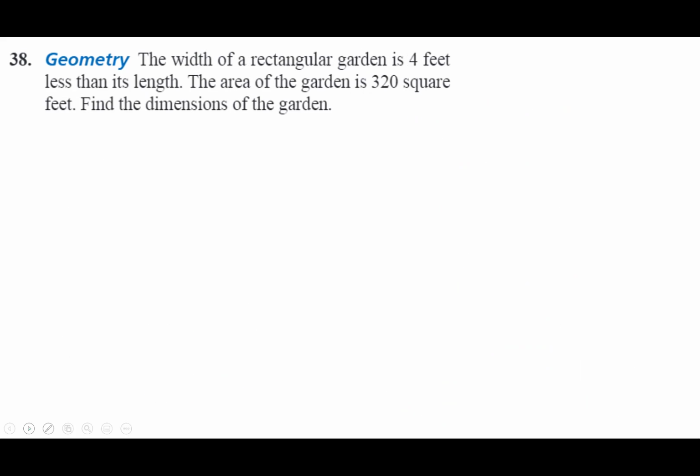The width of a rectangular garden is 4 feet less than its length. The area of the garden is 320 square feet. Find the dimensions of the garden. This question is actually the same, it just did not offer a picture, but I wanted to put it in this video to show you that you can draw a picture and you can figure out this problem by just looking at what the word problem says.